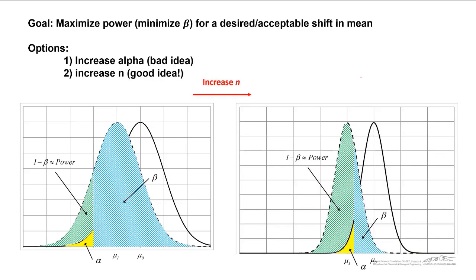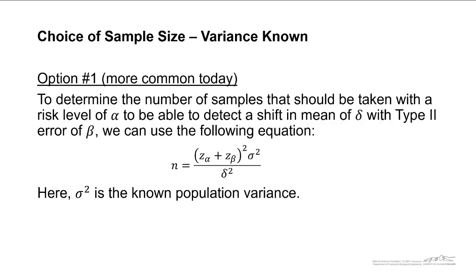Another way to do this is to increase the sample size, increase n. Remember, these are sampling distributions, so if you increase n, you're going to narrow the distribution. In both of these diagrams on the left and right, the means of the null and alternate hypotheses are the same, but on the right, we are narrowing the distributions and we can dramatically increase the power while retaining the same alpha. So how do we determine the number of samples that should be taken?